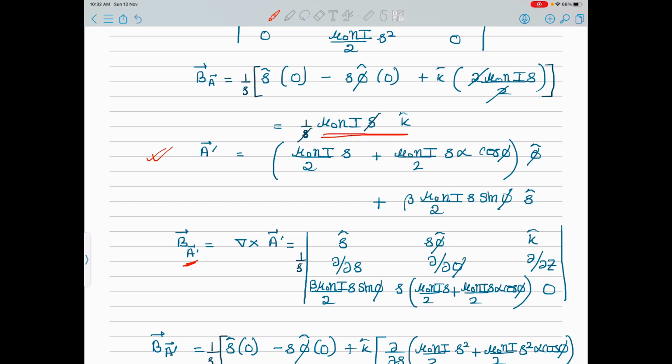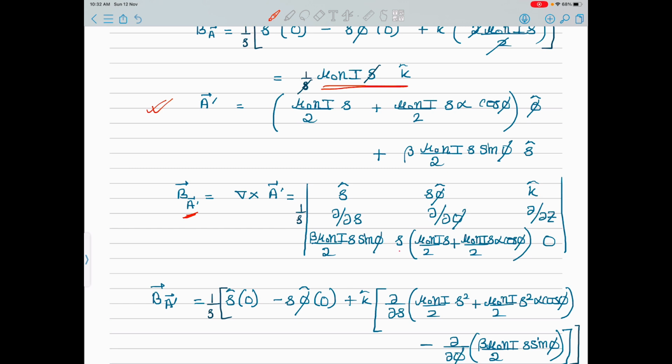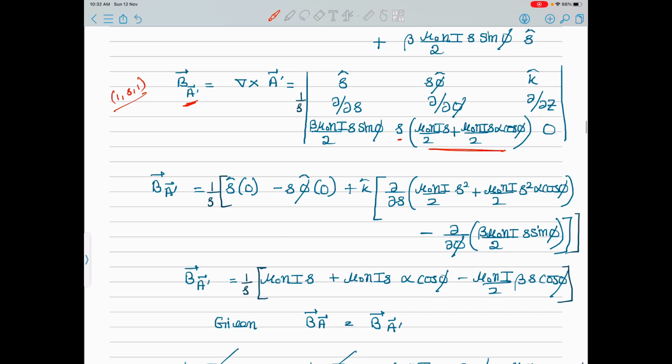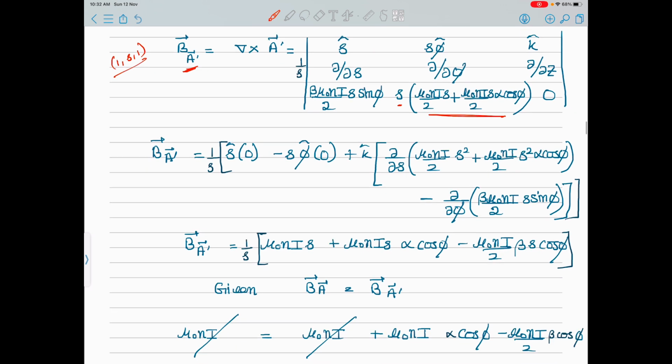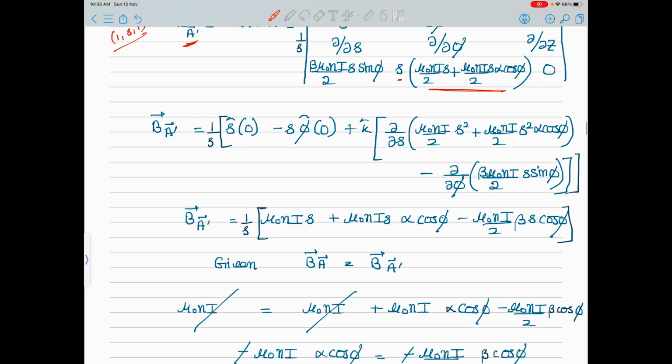Now the new magnetic field due to this new vector potential A dash is del cross A dash. That is also the same 1 by s, and it is done the same way. Again you can see that this s is multiplied with this particular term, because you have to remember that the scale factors are 1, s comma 1. So this individually has to be multiplied. So do this curl, and ultimately we get B of this A dash comes out to be like this. Several calculations, just simply solving this determinant, and finally we get this result: 1 by s, mu naught ni s plus mu naught ni s alpha cos phi minus mu naught ni by 2 beta s cos phi. This is what we get.